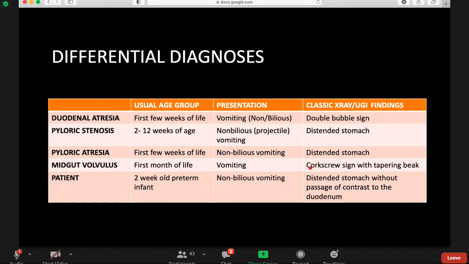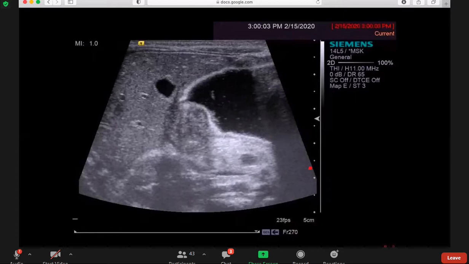So with these differentials in mind, additional ultrasound was done, and scanning of the right upper quadrant of the abdomen fairly demonstrates a fluid-filled stomach with the presence of the pylorus. This hyperechogenicity is what we call the pyloric mucosa, while this hypoechoic structure here is the pyloric muscle.